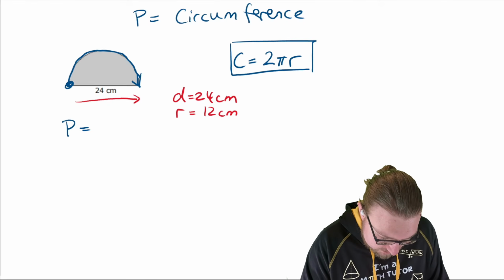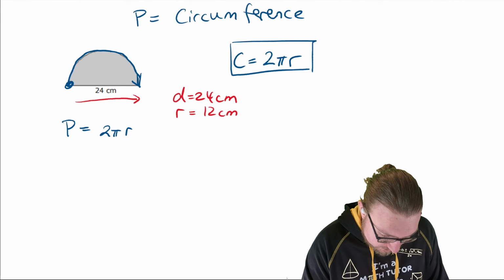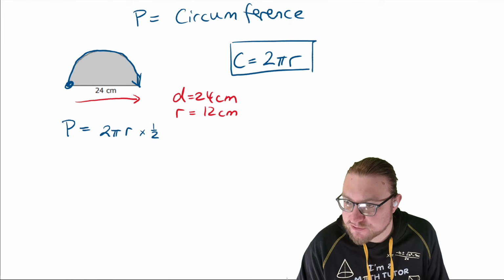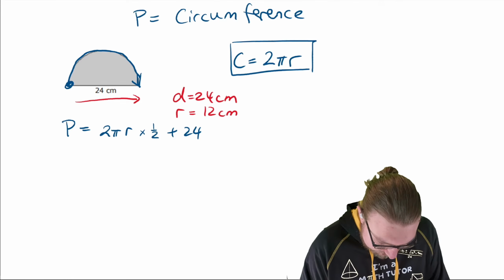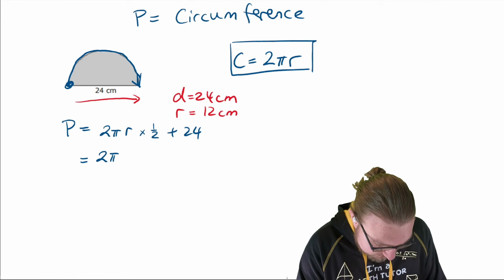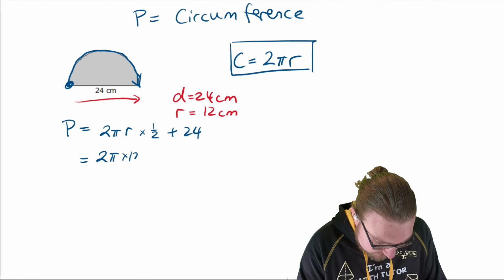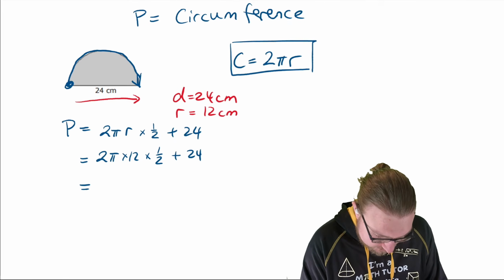So we can now put that into our equation. We have 2 pi times the radius. But of course, we need to multiply it by a half because that is just half a circle. We have a semicircle. And then we have to add the 24 afterwards. So let's substitute that in. We have 2 times pi times 12 times 1 over 2 plus 24.